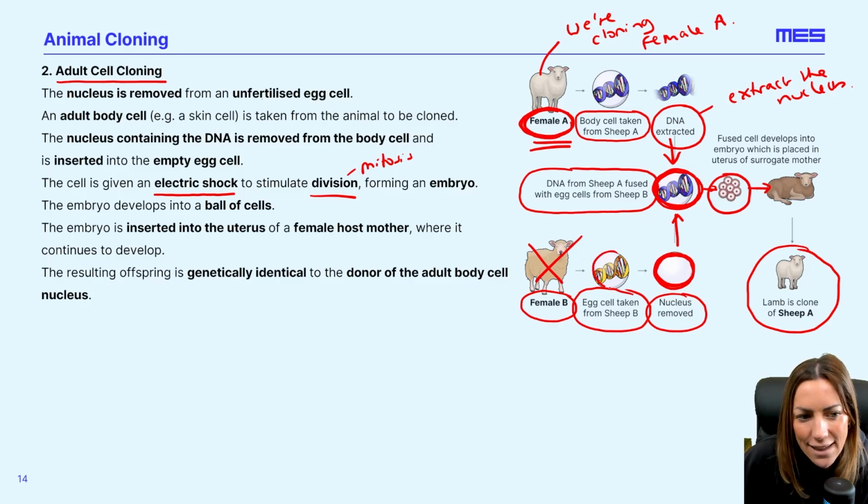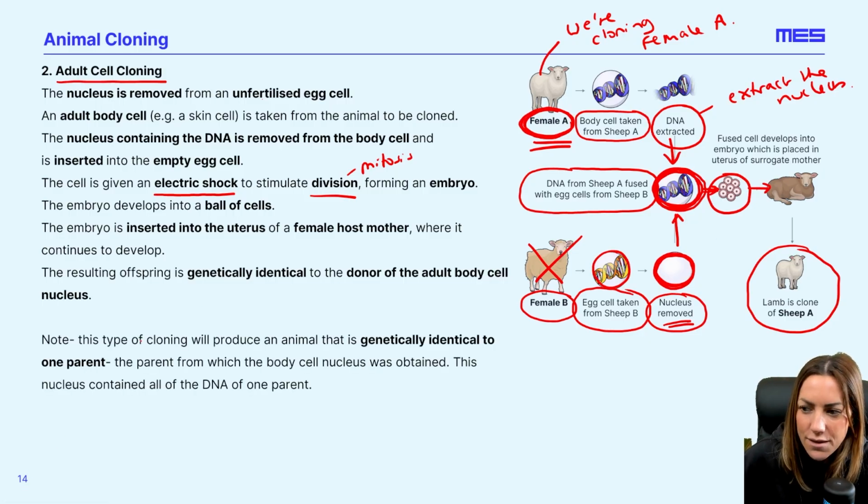So you need an egg cell, and you remove the nucleus from the egg cell. You discard it. You take a body cell from the animal you wish to clone, and you extract the nucleus or the DNA, and you put the DNA of the animal you wish to clone into the empty egg cell. Give it an electric shock. It will divide to form an embryo. Insert that embryo into a host mother's uterus, and the offspring will be a clone of the animal that you got the body cell from, not the egg cell, the body cell, the DNA.